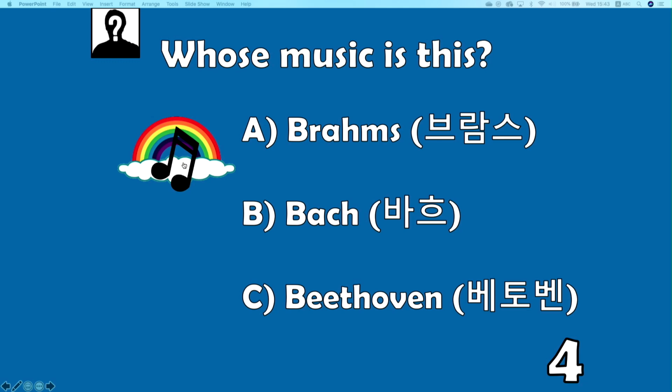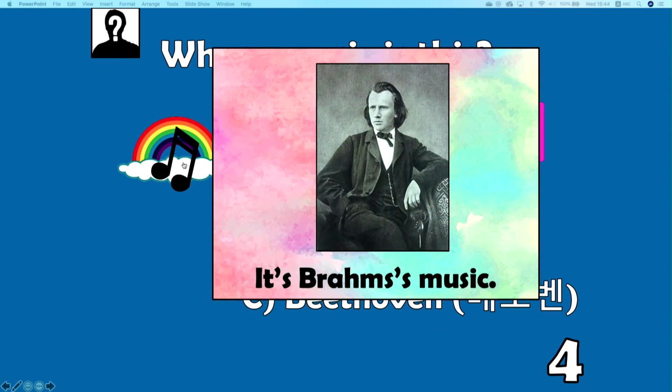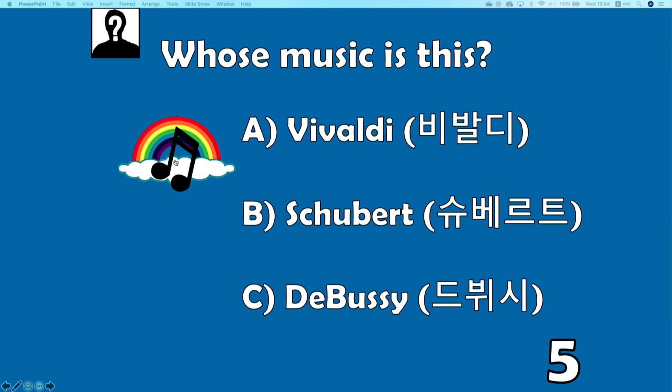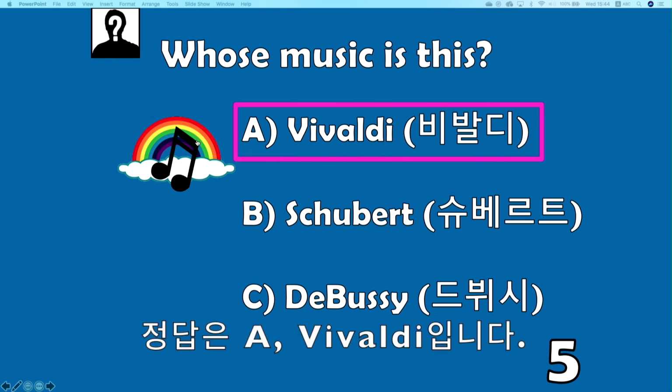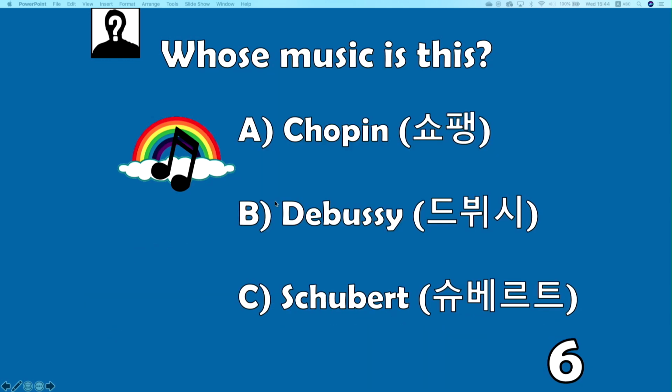Okay, whose music is this? The answer is A. Brahms. It's Brahms' music, the lullaby. Number 5. Okay, whose music is this? The answer is A, Vivaldi. It's Vivaldi's The Four Seasons, maybe it's Spring, the first movement. And number 6.